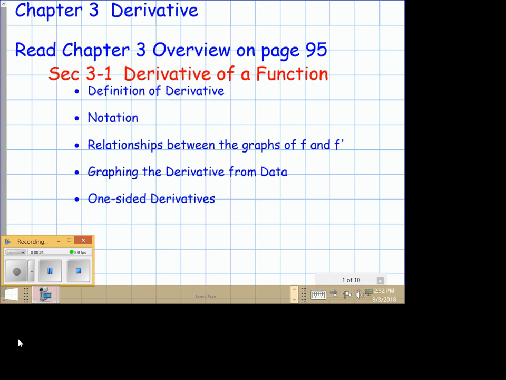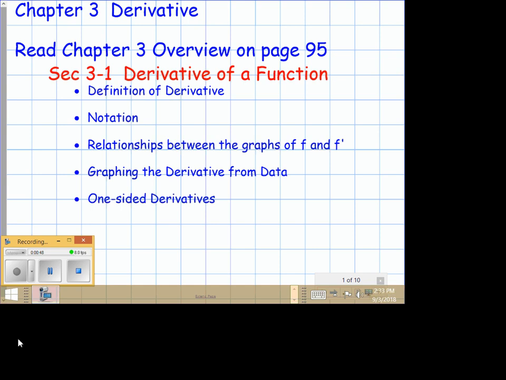We're going to define a derivative a couple of different ways. We're going to specifically work on notation and making sure that we have all the different notations and read it correctly. We'll look at the relationship between the graphs of f and f prime, which is what we call that, and then we'll do the reverse. We'll look at the relationship between f prime and f. We'll graph the derivative from data, and we'll look at one-sided derivatives.